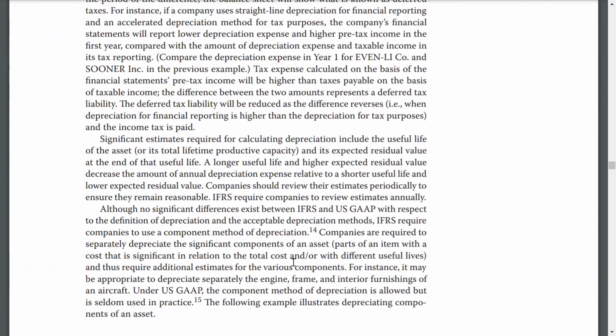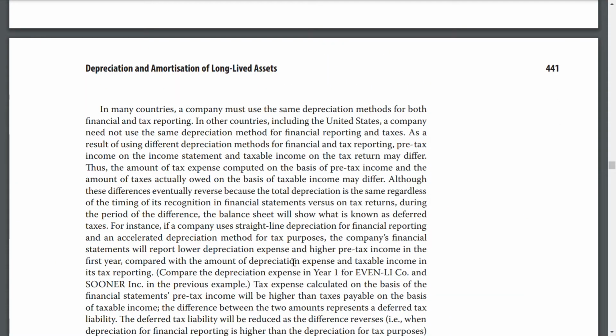In many countries, a company must use the same depreciation model for both financial and tax reporting. In other countries, including the United States, a company need not use the same depreciation model for financial reporting and taxes. As a result of different depreciation models for financial and tax reporting, pre-tax income on the income statement and taxable income on the tax return may differ. Thus, the amount of tax expense computed on the basis of pre-tax income and the amount of tax actually owed on the basis of taxable income may differ.